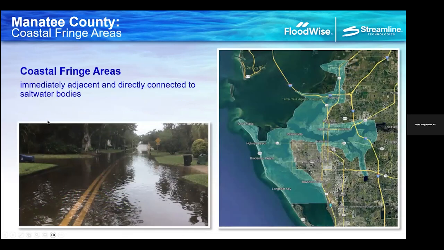And then since then, the county asked us to add all the coastal fringe areas to the system. These are areas that are immediately adjacent and directly connected to saltwater bodies. So we're not really doing rainfall-induced flooding in these areas. We're just looking at how a storm surge event would affect things, what streets it would flood.